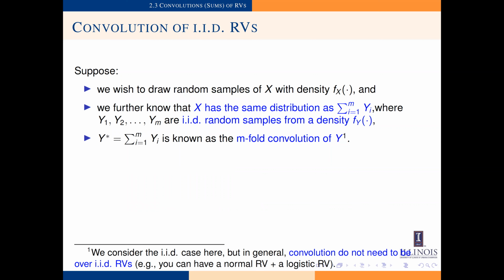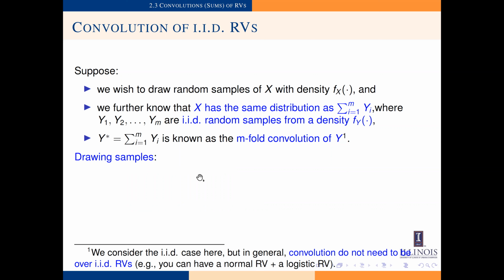But you should know that in general, the convolution of random variables, which is the sum of random variables, does not have to be over IID random variables. For example, you can have the convolution of a normal random variable and a logistic random variable. Okay, so back to y star.